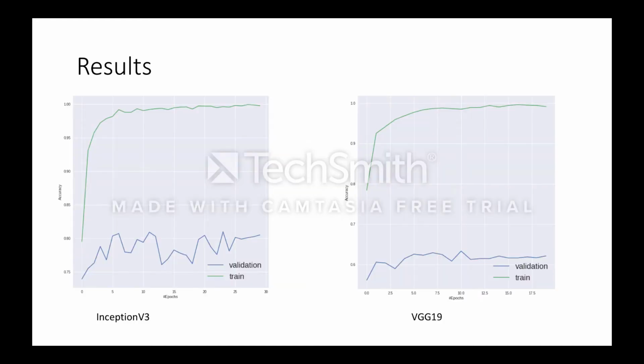These are the results. On the left, I have the validation and train accuracies from Inception v3 for 30 epochs, and on the right, I have the same for 20 epochs, but for VGG 19. As you can see, the accuracy is much better for Inception v3 than VGG. So I finalized on Inception v3 for my predictions.